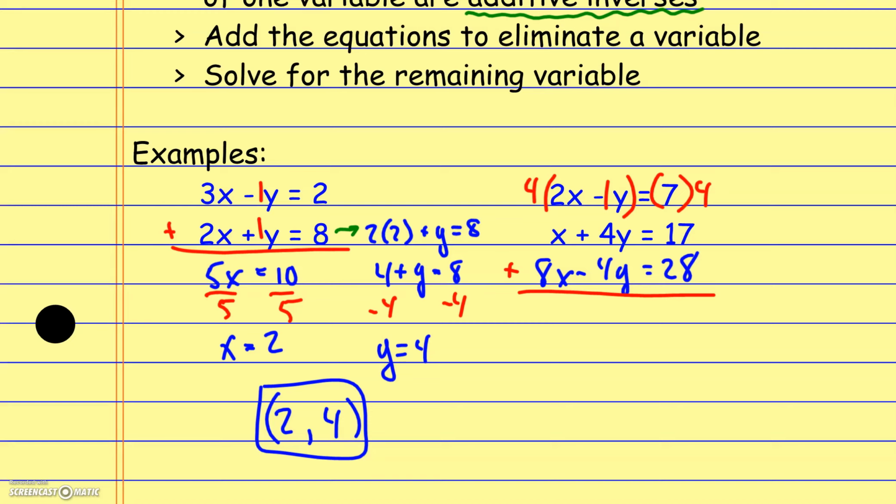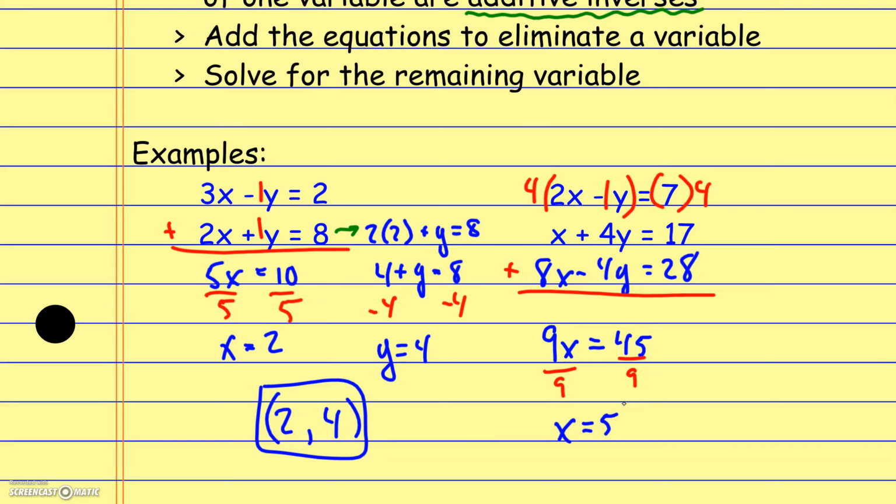And now I add straight down: 1x plus 8x is a 9x. The y values eliminate one another, and then 17 plus the 28 gives me a 45. And then from here I'm going to solve this. I divide each side by the 9, and I find out that x equals 5. But I'm not done yet.